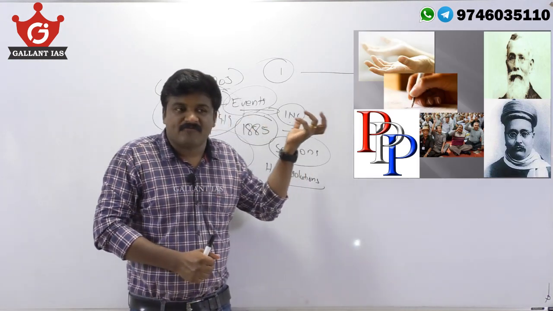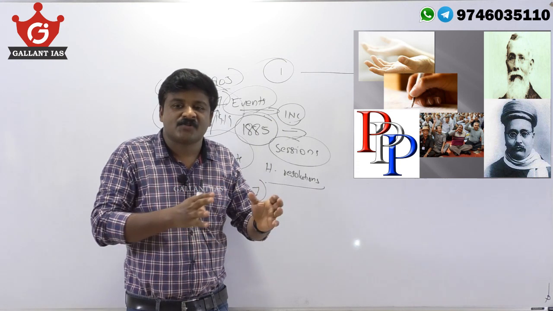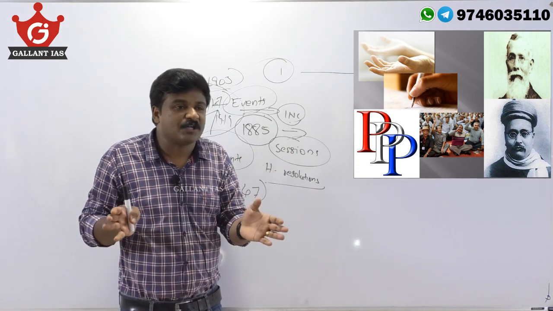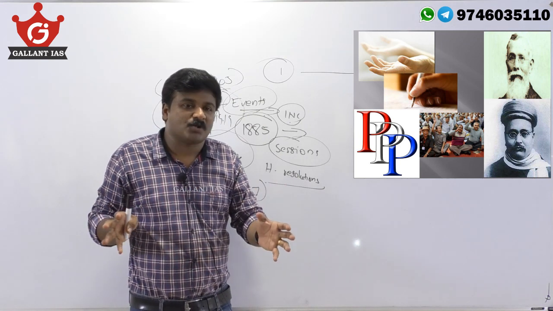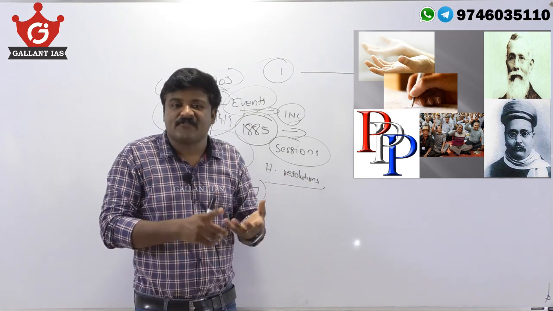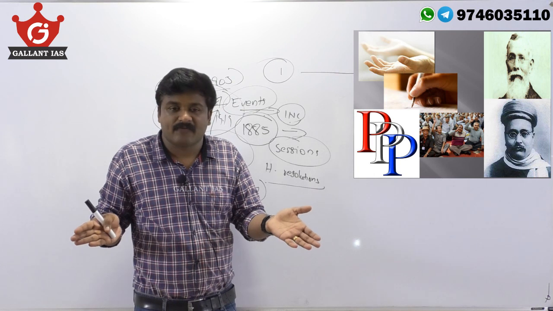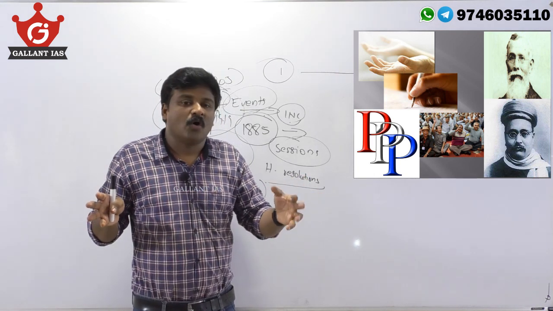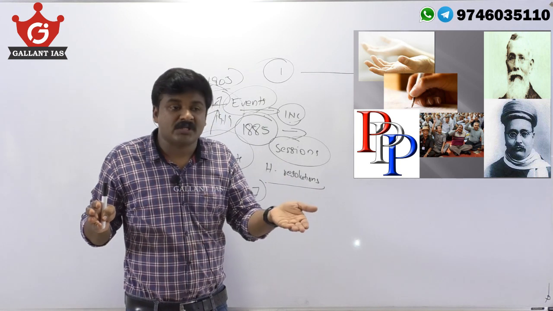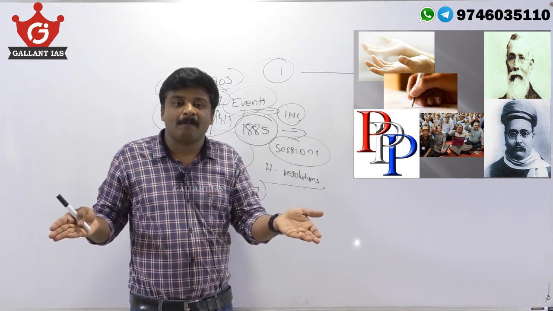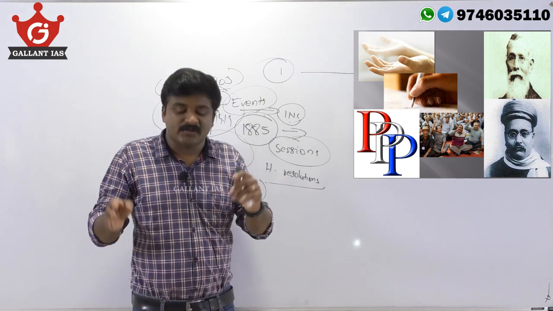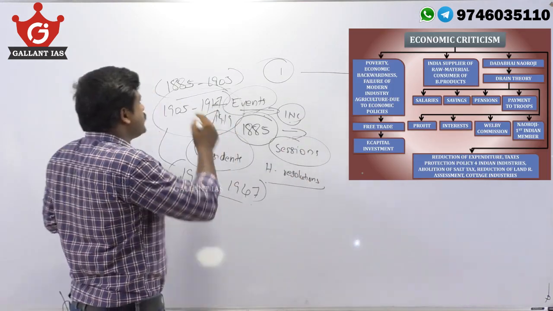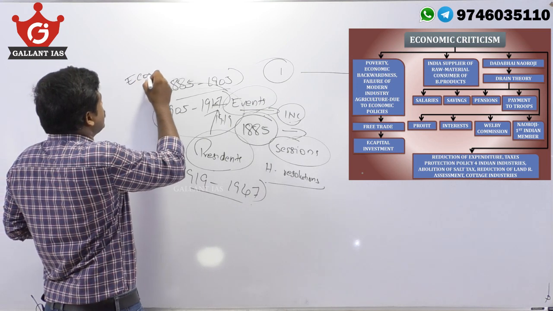You should know the features of the moderate phase. Moderate leaders were English educated, representatives of the Indian upper creamy layer, obviously Indian intellectuals. What were their constitutional methods of agitation, their major demands and objectives, their major activities, and the major events that happened during their time? All these things you have to go through. Their biggest contribution was economic criticism.